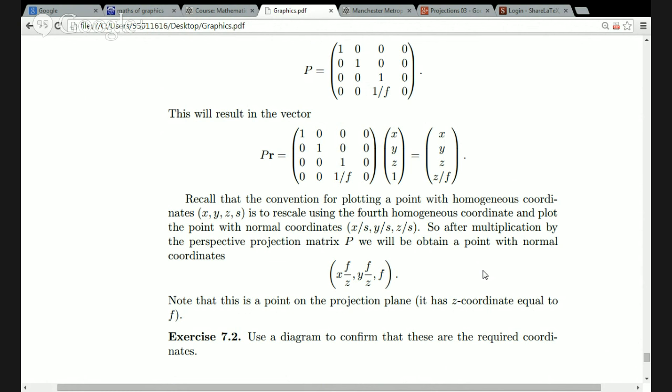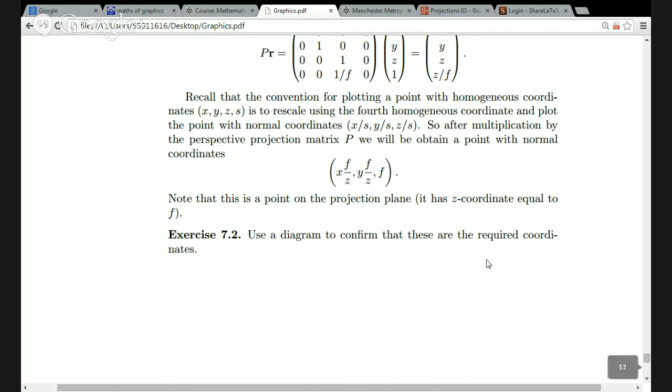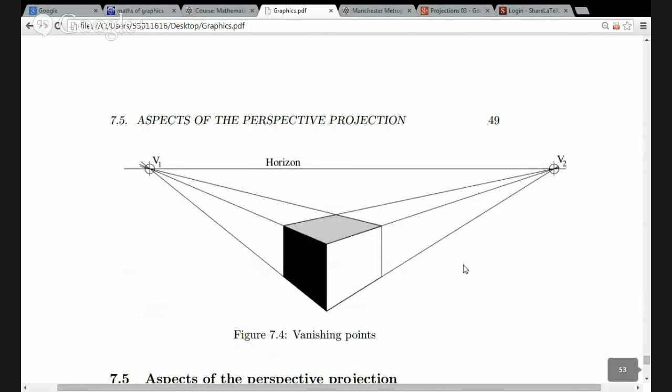Okay. So we looked at that calculation method last time. We drew some diagrams in answer to exercise 7.2 there to confirm that these were indeed the correct values that the projected points ought to have.